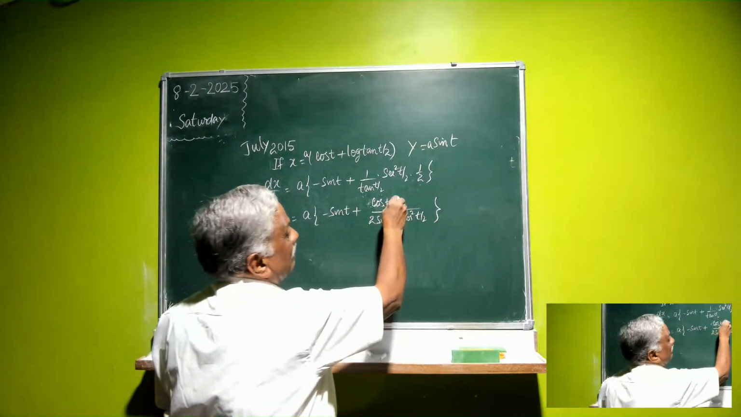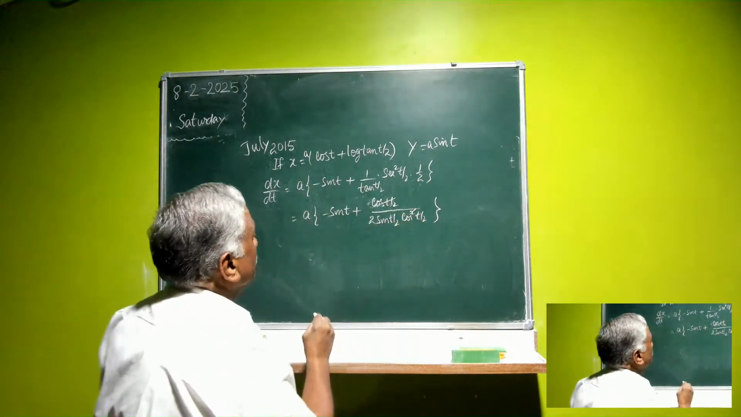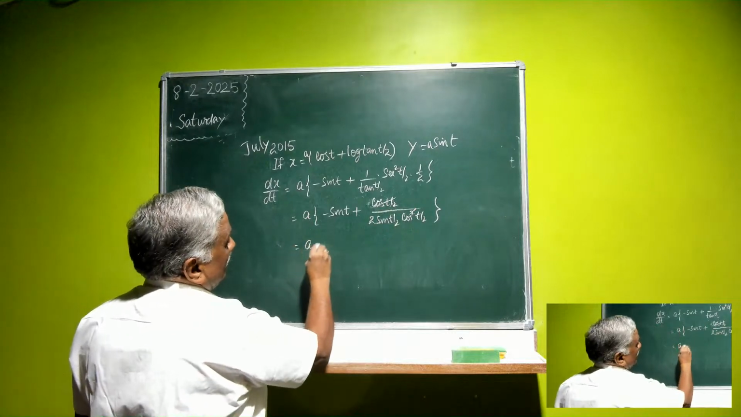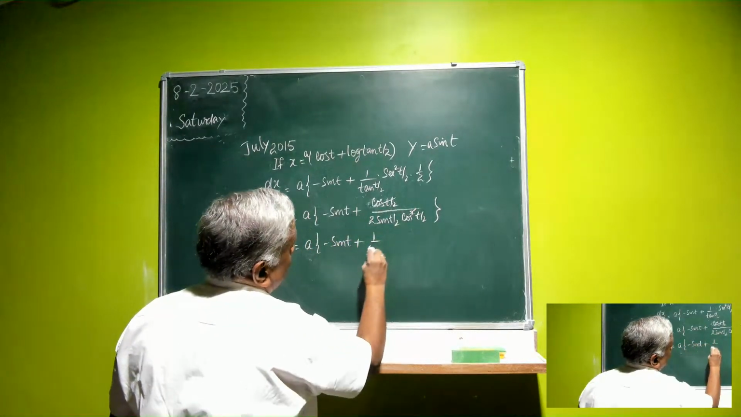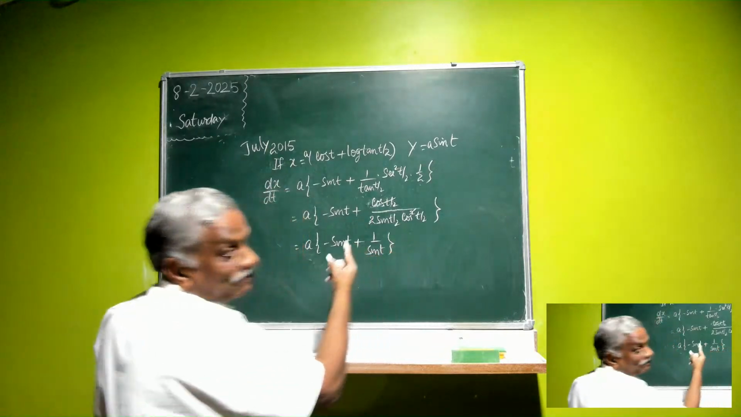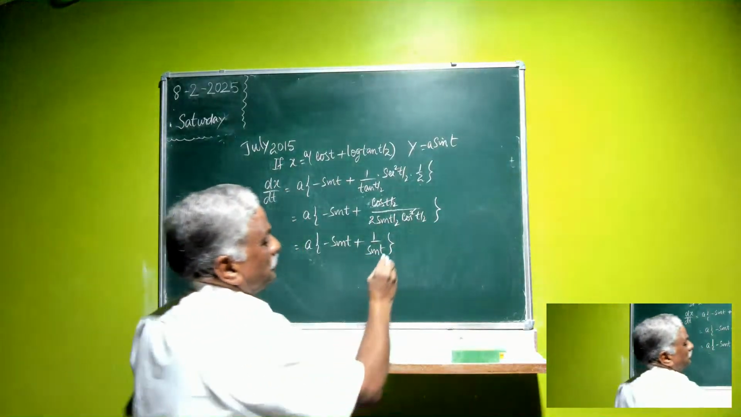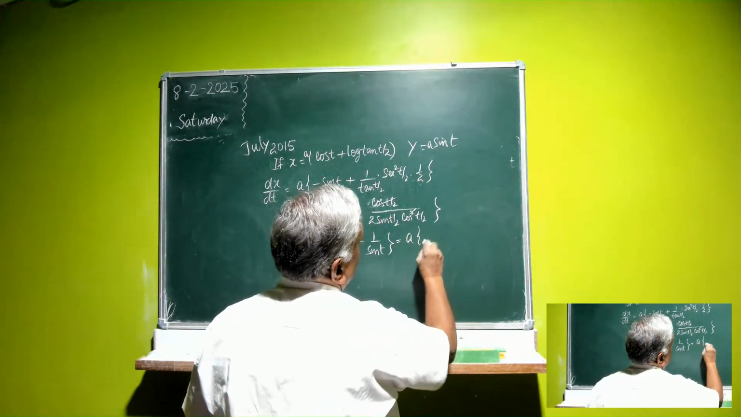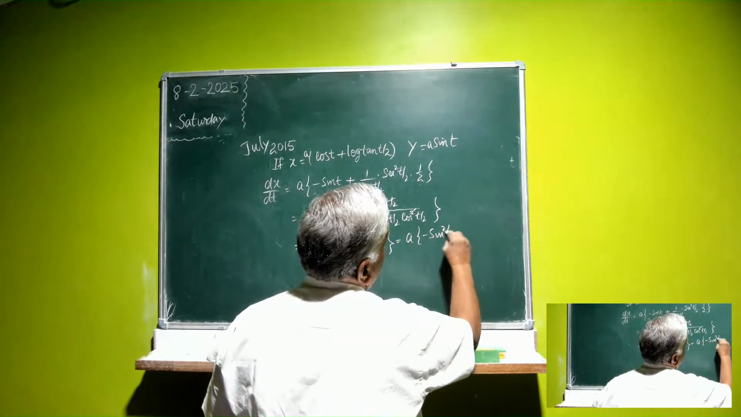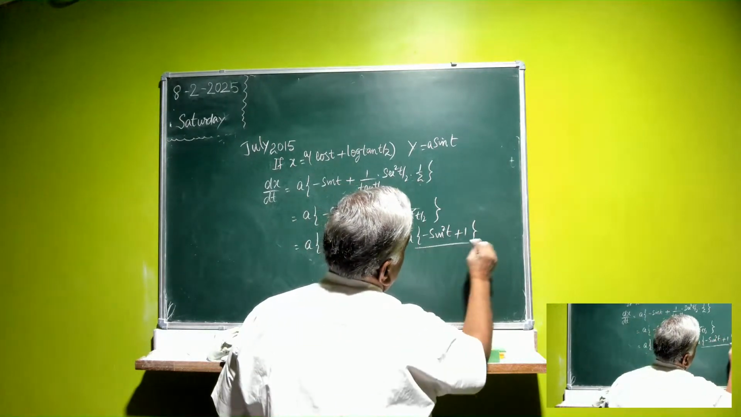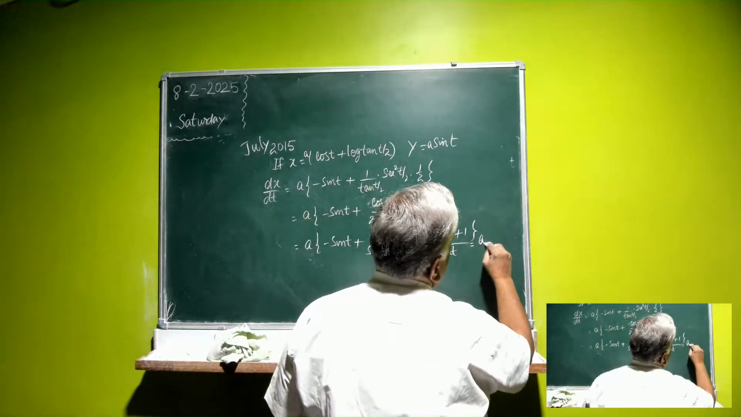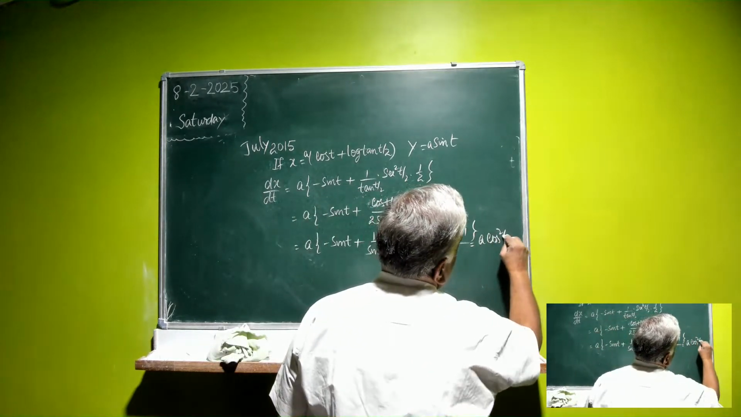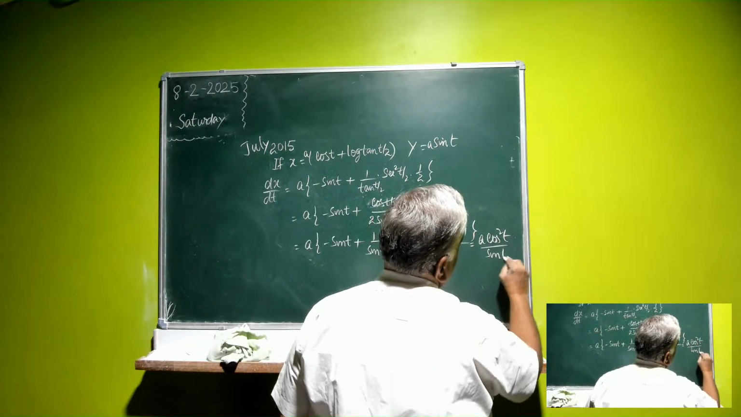I have written here, I will cancel 1 cos square by 2. So what do I get? A into minus sin t plus 1 over sin t using the half angle formula. So A into minus sin square t plus 1 divided by sin t. 1 minus sin square t is cos square t by sin.